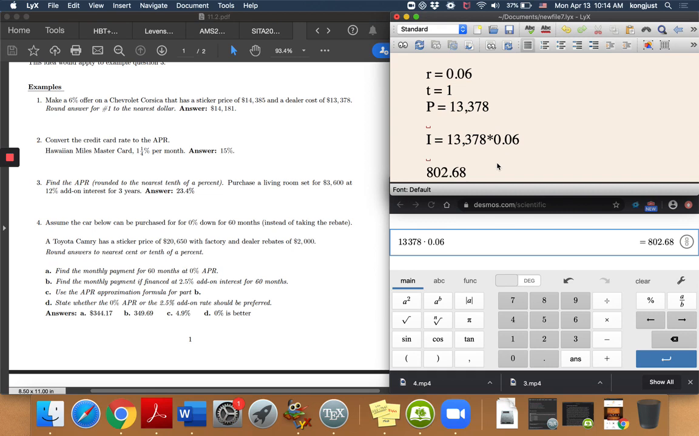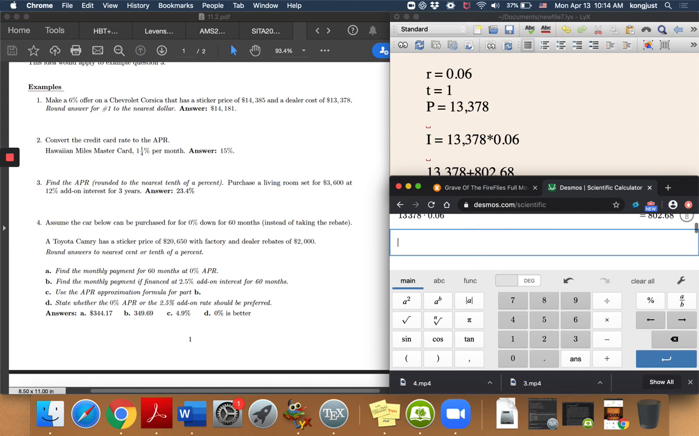Now, how much are you actually offering though? Well, you have to take this value and add it to the cost that you had, right? So 13,378 plus 802, plus the answer from the last part, and we get 14,180 and 68 cents. But to the nearest dollar, it said to answer, right?